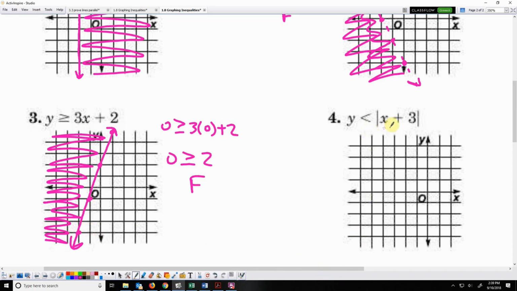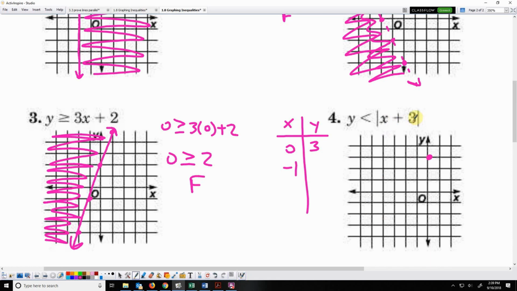Okay, so now we come up to a different kind of situation. It's not just a line, it's an absolute value, so we're going to get a V. So we'll make a chart of x and y. Okay, so if we put in, say, 0, plus 3 is 3. Absolute value is 3. So we get the point 0, 3. And we can choose to go right or left. In this case, I've got a lot of graph over here, so I think I'm going to go left.